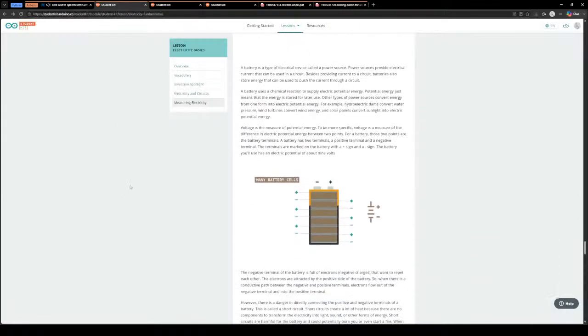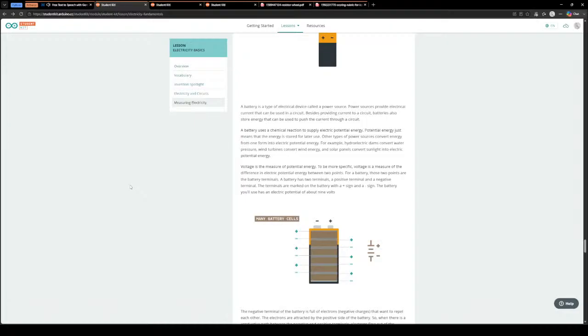A battery is a type of electrical device called a power source. Power sources provide electrical current that can be used in a circuit. Besides providing current to a circuit, batteries also store energy that can be used to push the current through a circuit. A battery uses a chemical reaction to supply electric potential energy. Potential energy just means that the energy is stored for later use.